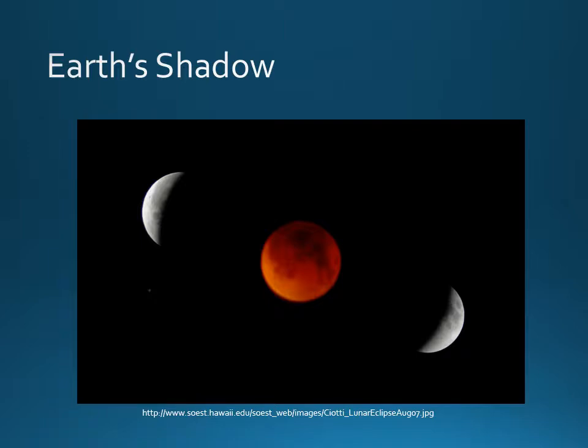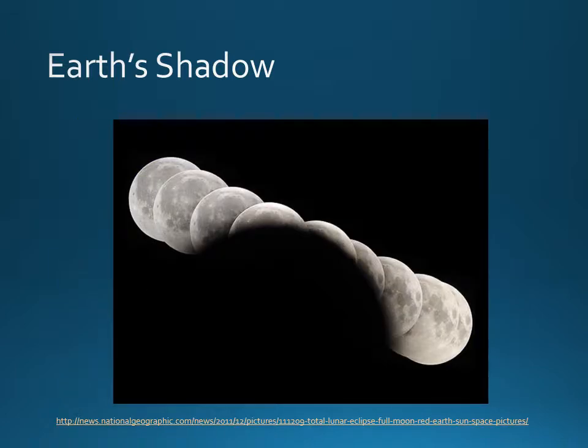These images are taken during a total lunar eclipse. Note that the shadow of the Earth on the moon is circular. No matter when the eclipse is seen or where the observer is, the shadow is always circular. Which shape always casts a circular shadow? Of course, it is a sphere.